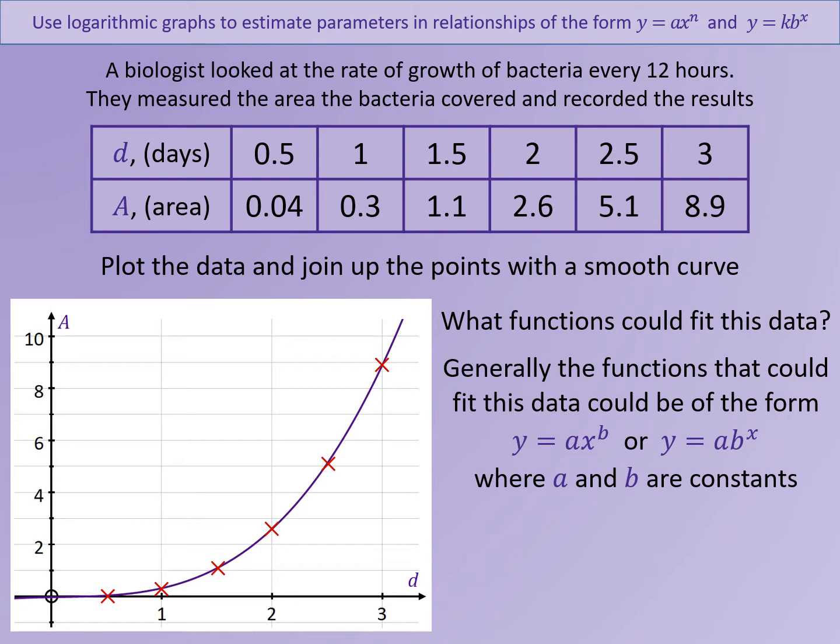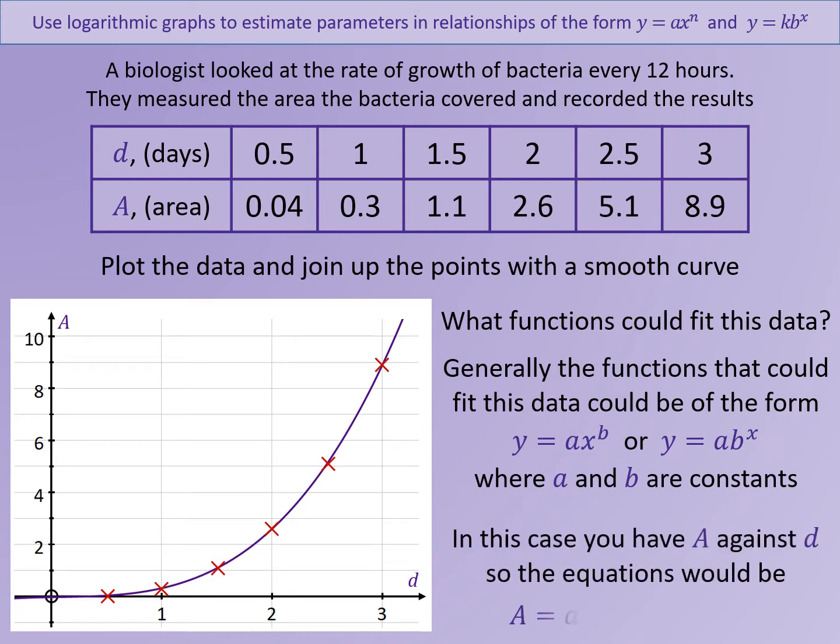Now, of course, normally we would write our equation in terms of y and x, but if you look at the graph that we have drawn for our data, you can see that y has been replaced with A and x has been replaced with D. And so for this data set, our equation for our curve would be in one of these two forms. And today we are going to look at how to find the equation that is modelled by this data set, and we're going to look at how to do that using a linear relationship.